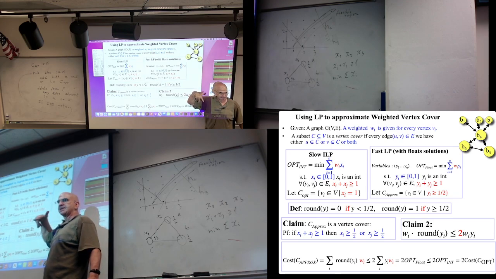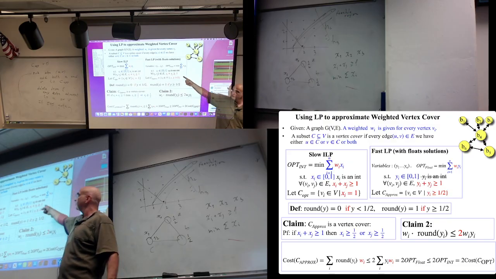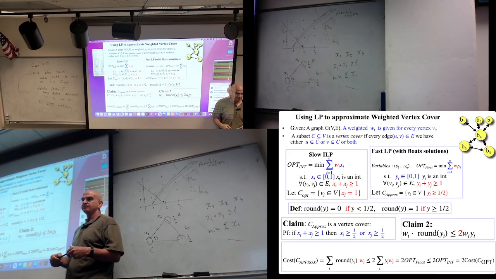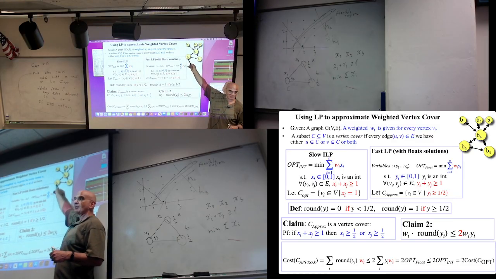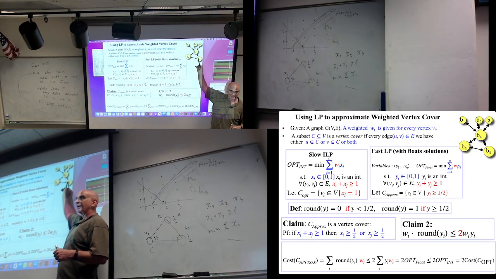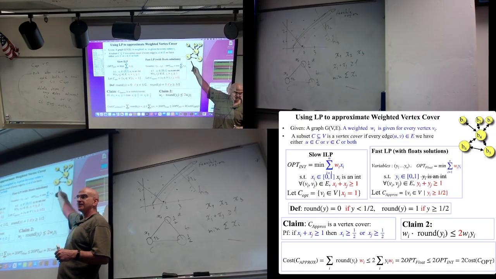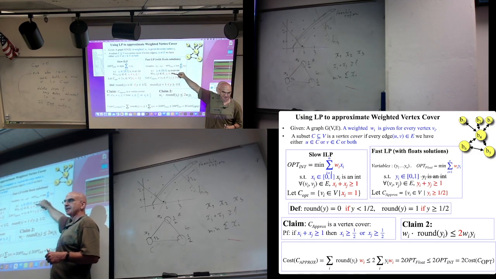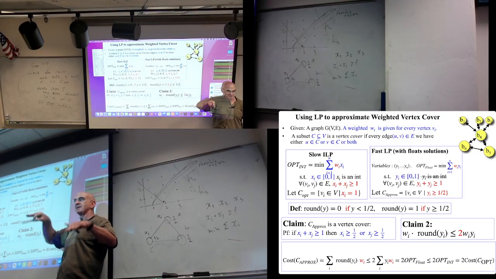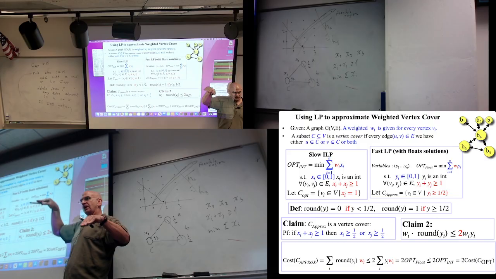There is a chance that I missed some edges, that some edges are not picked by this set of vertices. The constraint is yi plus yj is greater than or equal to 1. Look at this edge. yi plus yj is larger than 1. If y of 6 is smaller than half, and y of 5 is smaller than half, then their sum is smaller than 1. Right? And the constraint was that for every edge, yi plus yj is larger than 1, implying that one of them must be equal or larger than half.